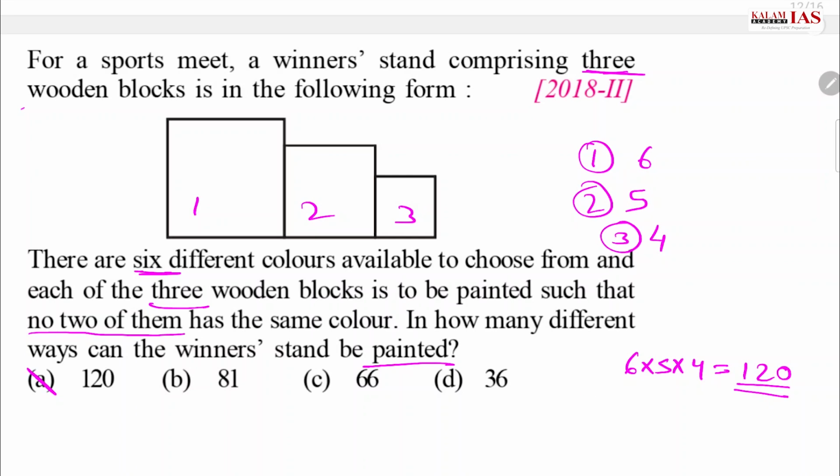Again a very simple question, we can apply a formula also. A selection has to be made, so it is a problem of combination. 6C1, for the first box we have to choose one color out of 6 colors, into for the next box only 5 colors are left, we choose one color, and for the last box we choose one color out of 4 available colors, which comes out to be 6 into 5 into 4, which is 120.